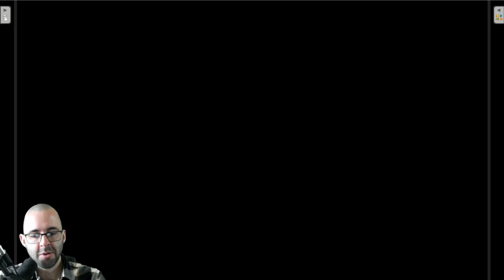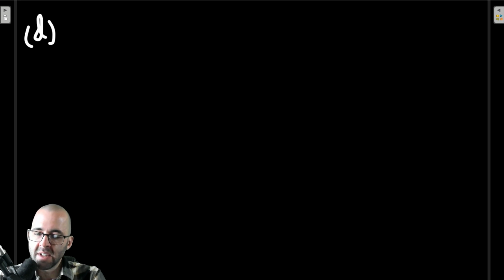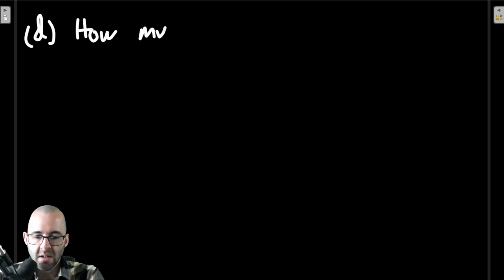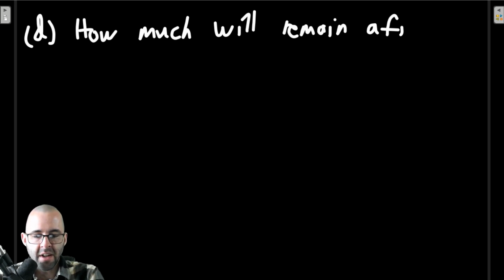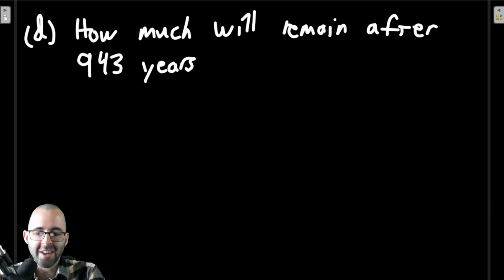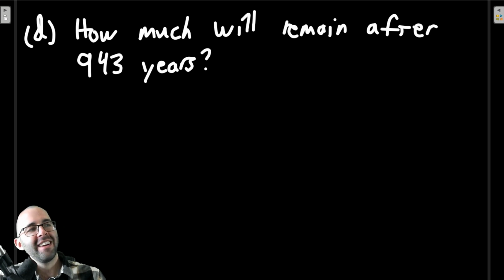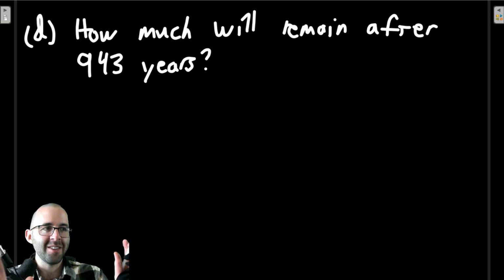All right, let's do part D. We're really zooming through this example. Part D is how much will remain after 943 years. And this is where this problem gets really funny to me, right? Because it phrases the question, this problem number 36 from the book, like, oh yeah, this is used in cancer therapy. And it's like, okay, how much is left after 943 years? It's like, I'm not going to be left after 943 years, right? But let's just do the problem.